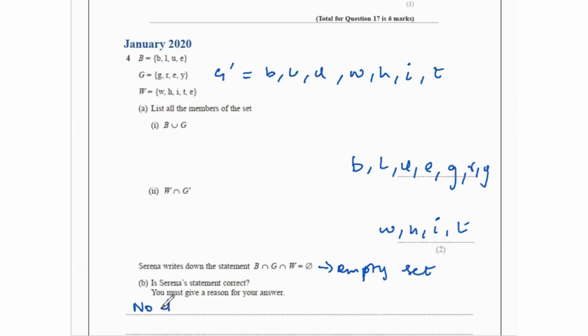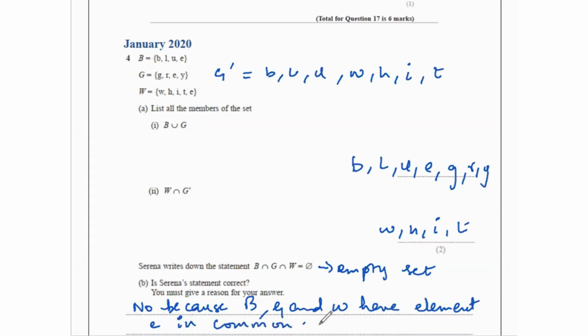No, because B, G, and W have element E in common. If they don't have any element in common, then her statement would be correct.